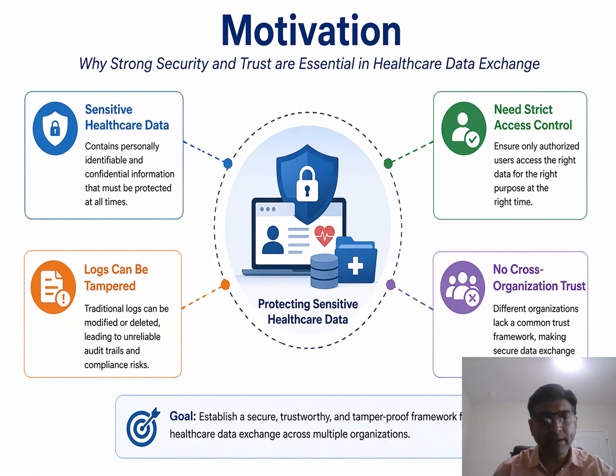Moving on to the next slide, motivation. Healthcare data is highly sensitive and must be accessed only by the right users at the right time. Existing logging mechanisms can be altered, so audits are not always reliable. We need a trustworthy, tamper-proof framework for securing cross-organizational data.